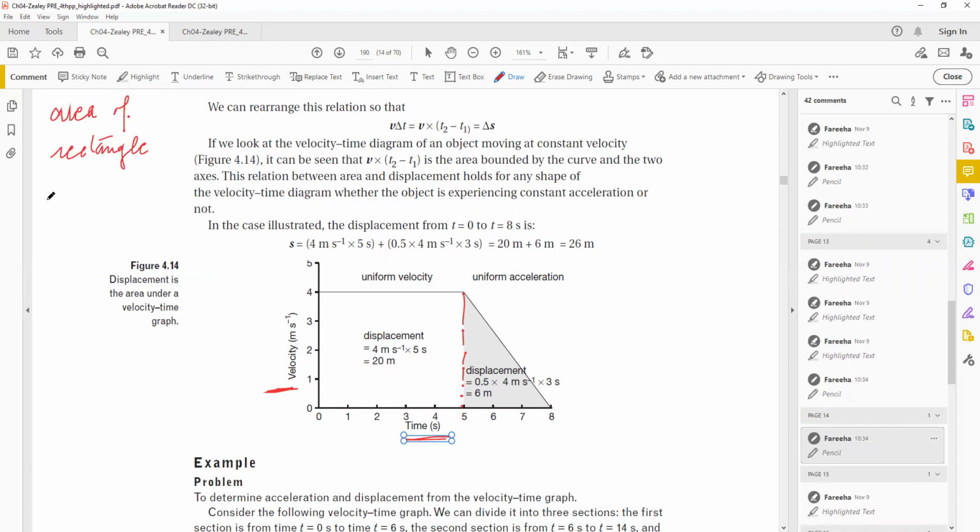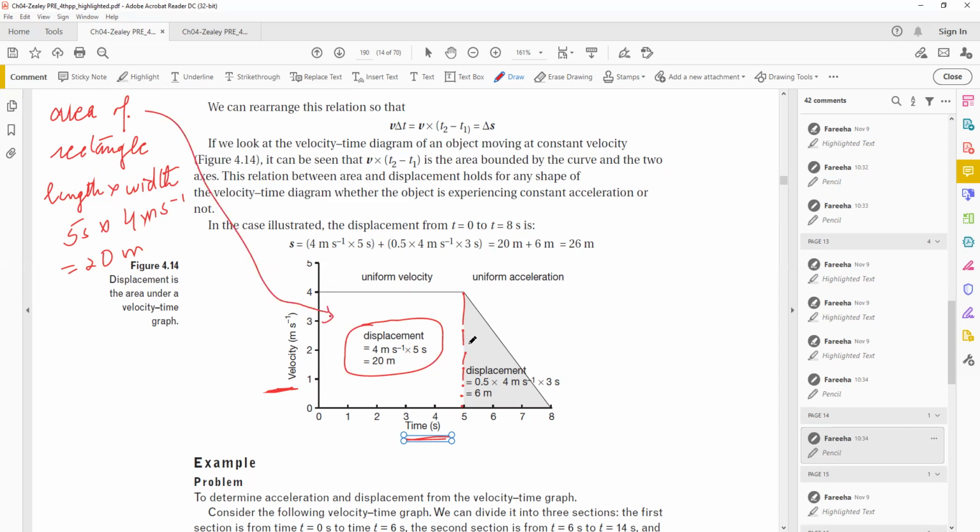Area is equal to length multiplied by width, right? Or breadth, you call it. So the length in this case is 0 to 5, this is 5 seconds, multiplied by the width, which is 4 meter per second. The answer is equal to 20 meters. The seconds cancel. So this is the area of the rectangle. This is the formula for the area of the rectangle. So we have done the calculation for this part.